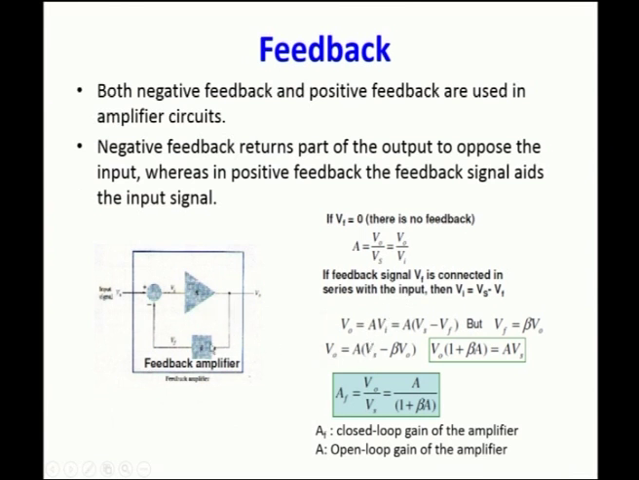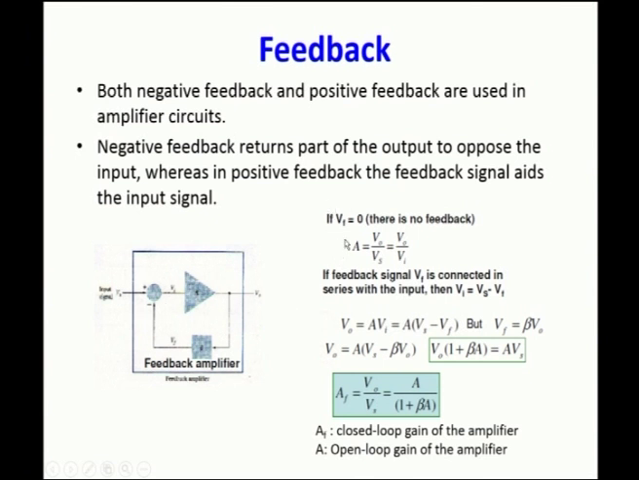In an amplifier circuit we can give a negative feedback as well as positive feedback. The negative feedback returns part of the output to oppose the input, whereas in positive feedback the feedback signal aids the input signal. From here we will calculate the gain of the overall circuit, that is the gain of an amplifier with feedback.